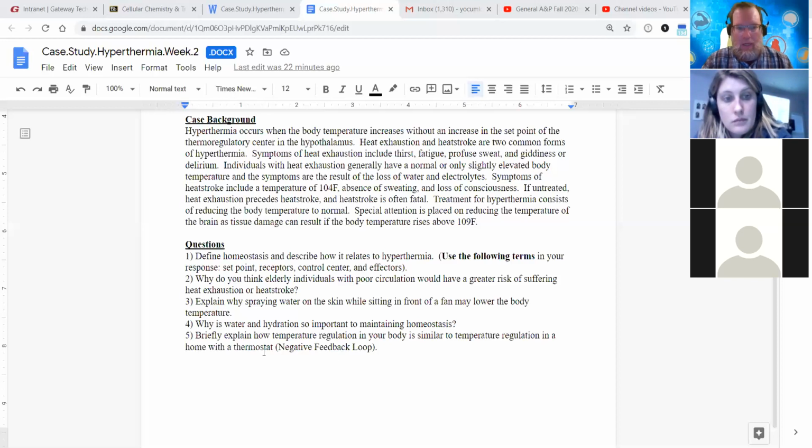And then again, lastly, number 5, it kind of goes back to number 1. We've got our set point. We set our thermostat at a certain number in the house, in the summer, for instance. We set it at whatever, 74 or 72, and if it's my parents' house, it's like 82 is what their thermostat is set at, honestly, in the summer.